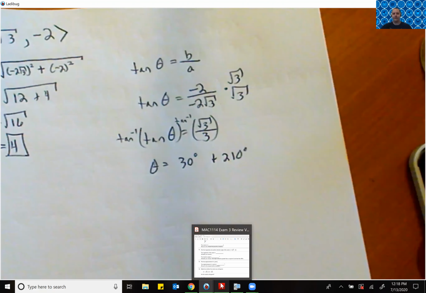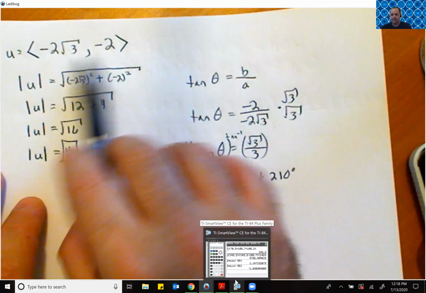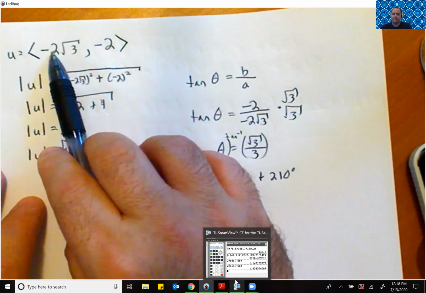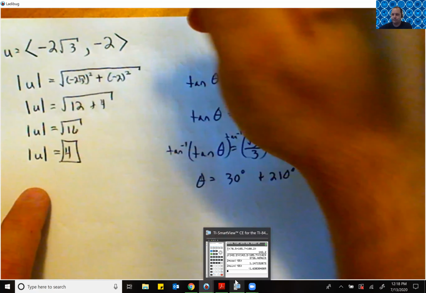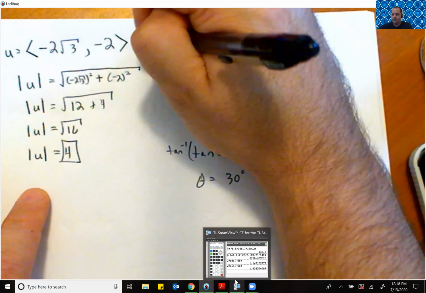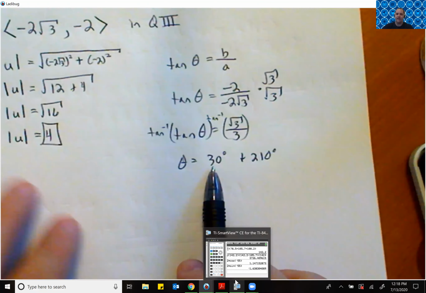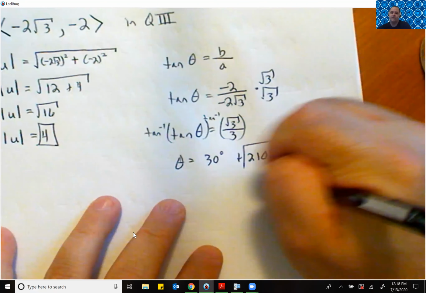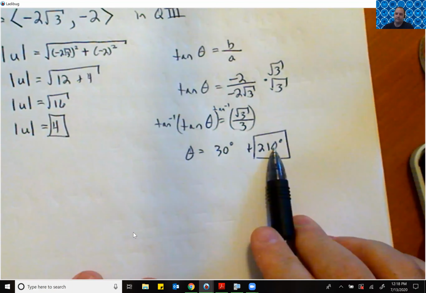Now, how do you know which one we want? Because we only want one answer here. Well, go back to this. Think of this again like a coordinate point. What coordinate point has a negative x and a negative y? Well, that would be a point that is in quadrant 3. There's only one number down here that is in quadrant 3, and that's the 210 degrees. So that's what they want. There's the magnitude. There's the angle, 210.